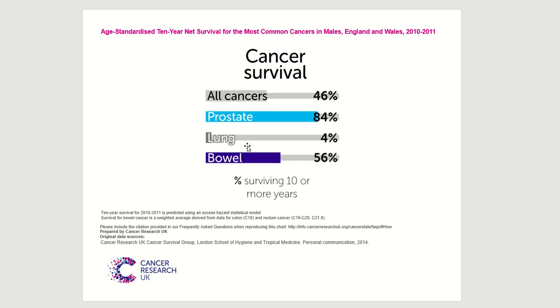This is the survival for different cancers, but they're looking at the 10-year survival. So for prostate cancer, the 10-year survival is 84%, meaning 84% of prostate cancer patients survive up to 10 years. Lung cancer is only 4%, meaning only 4% of lung cancer patients survive up to 10 years.